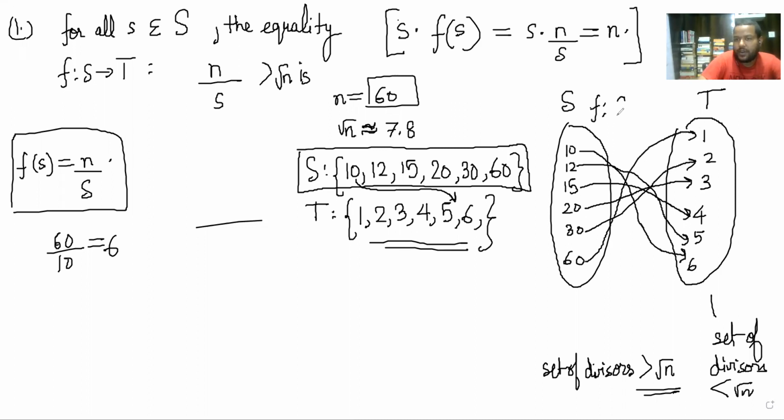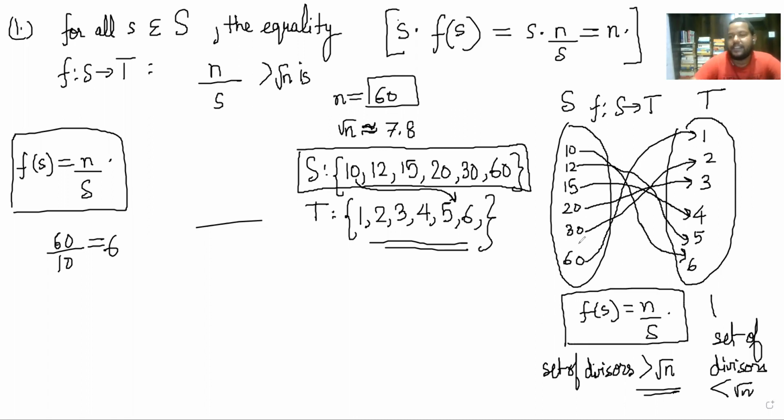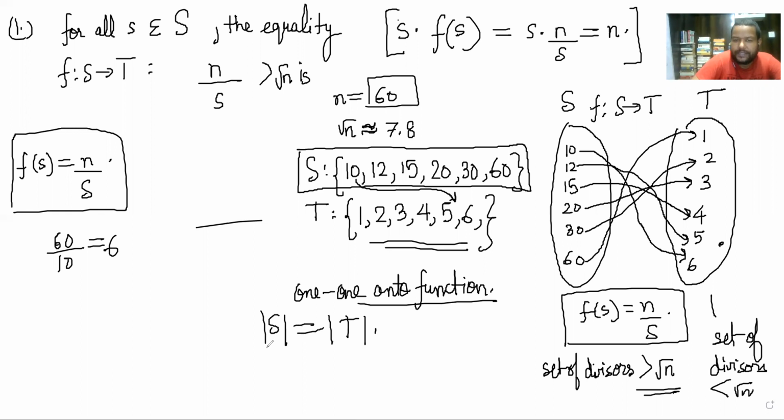This is a function from S to T, and the function is given by n/s. Now you can clearly see here that this is a one-to-one function. Every element is linked to one element, and similarly, there is no element of T that is left behind with no inputs. So this is a one-to-one onto function. And once you have a one-to-one onto function, or a bijection, you can say that |S| should be equal to |T|.